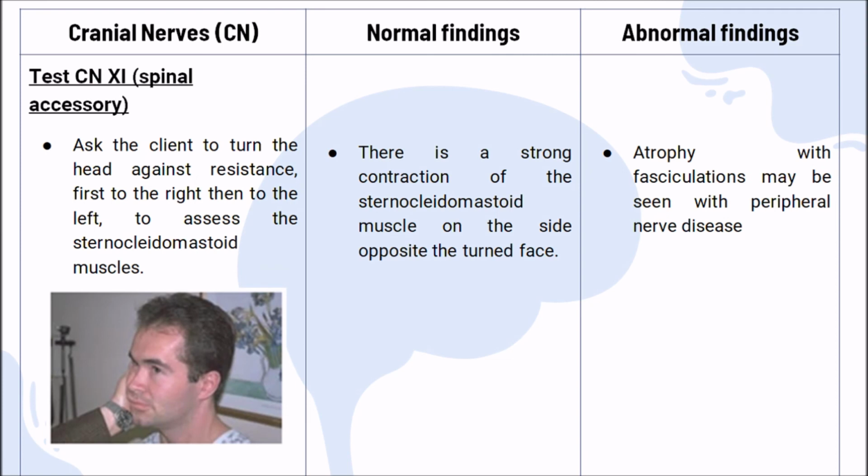Test for cranial nerve number 11, spinal accessory. Instruction: ask the client to turn the head against resistance, first to the right, then to the left, to assess the sternocleidomastoid muscles. Normal findings: there is a strong contraction of the sternocleidomastoid muscles on the side opposite the turned face. Abnormal findings: atrophy with fasciculations may be seen with peripheral nerve disease.